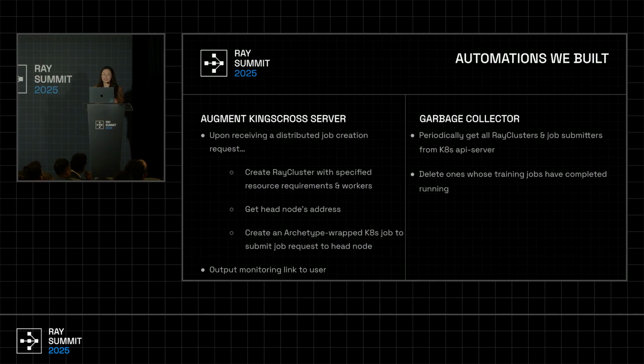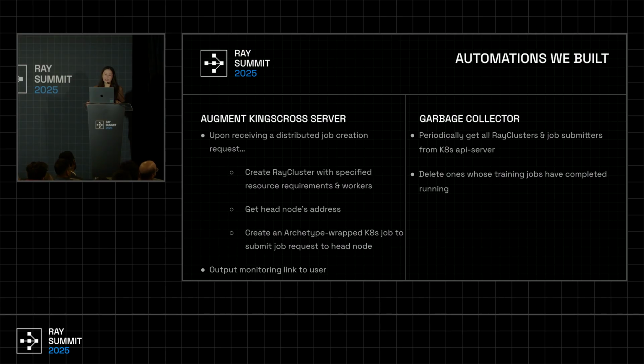And we also had the King's Cross server be able to create Ray clusters and that Kubernetes native job wrapped in archetype in 2 different Kubernetes environments that are completely isolated. So we can isolate our production flow from our development flow, which runs non-code reviewed code.